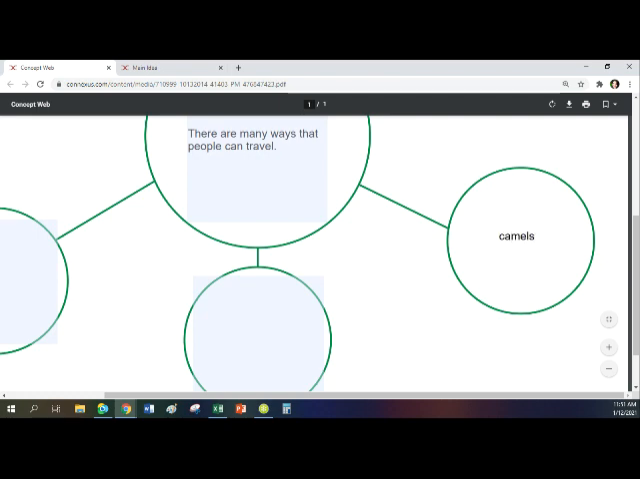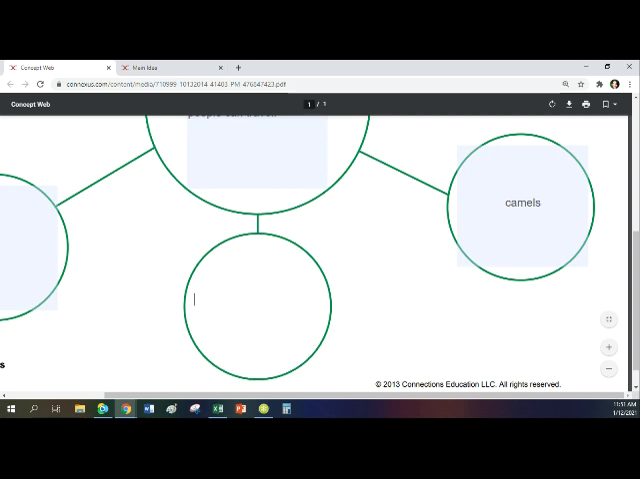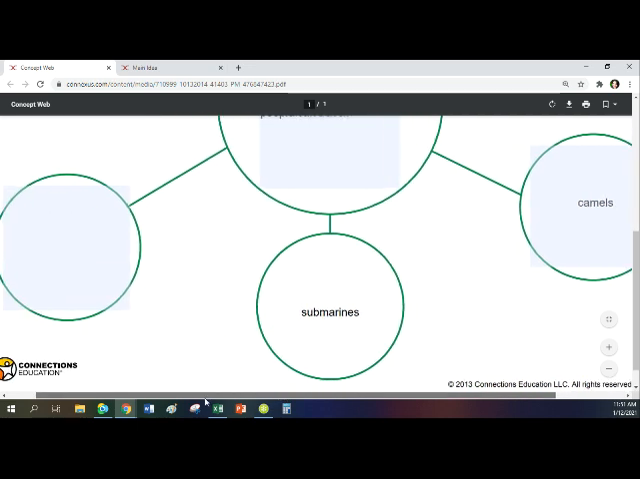I remember some people were traveling by camel, right? They were traveling on camels. So I'll put camels in this box. All right, my next one. Well, I guess it's really a circle, isn't it? Not a box. Ooh, what about that underwater travel? Who remembers that big word? Submarines. People can travel in submarines under the water.